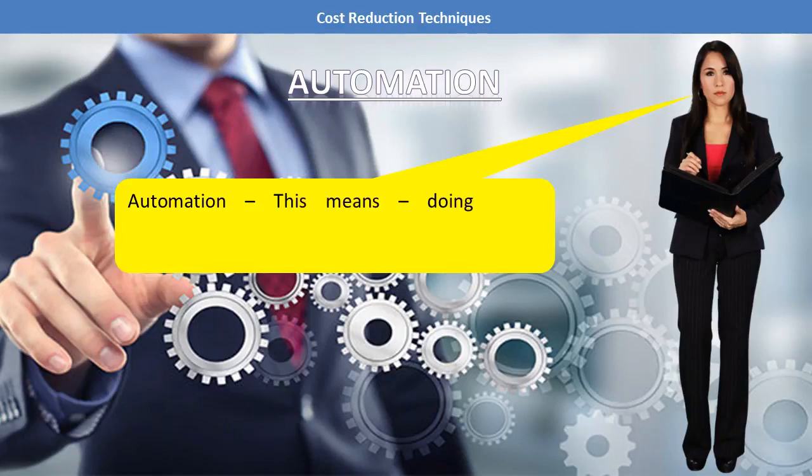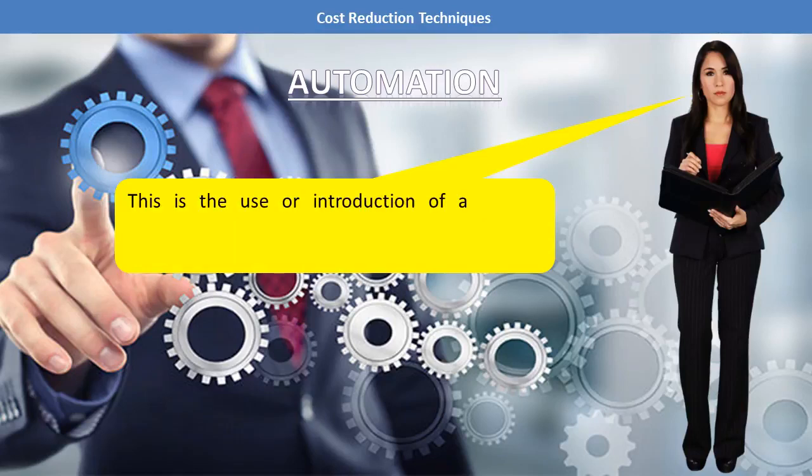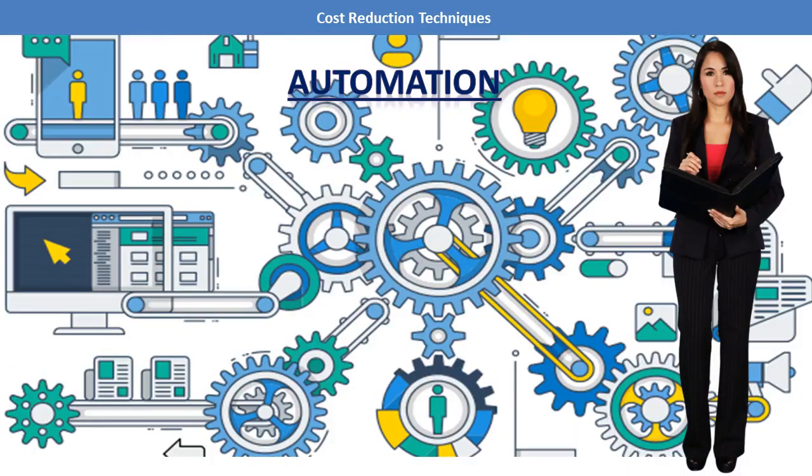Automation. This means doing things automatically with information technology, machines and robots. This is the use or introduction of automatic equipment in a manufacturing or other process or facility. Automation. This is thus the following.